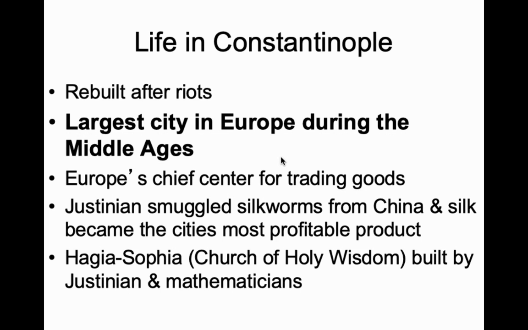And China protected that. They protected the silkworm, the process. Justinian smuggles out some of those silkworms and then begins to create silk and makes his city incredibly wealthy as a result of that. He built the Hagia Sophia, which is the Church of Holy Wisdom. It is a gigantic, beautiful cathedral, which is still in Istanbul.